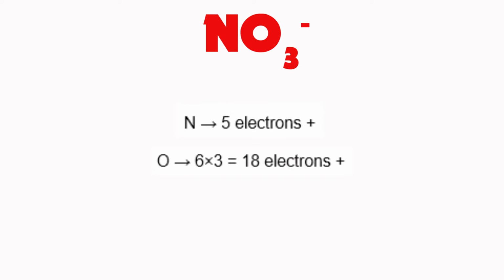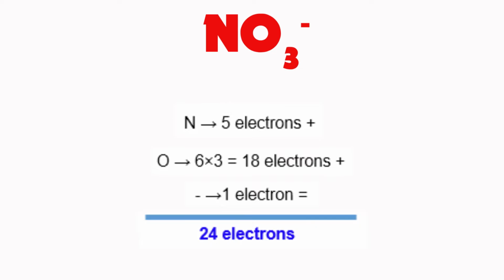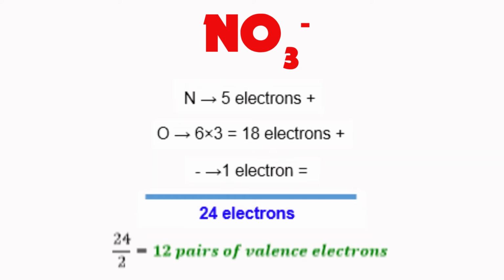But we also have to add the electrons present in the minus sign. Be careful about that. So, all the valence electrons of the elements, but also eventually electrons which are part of the minus sign. So let's also add this minus sign, which corresponds to 1 electron, and then let's sum everything, and we will get 24 valence electrons. Let's now divide this 24 by 2 in order to have the pairs of valence electrons, which is 12.